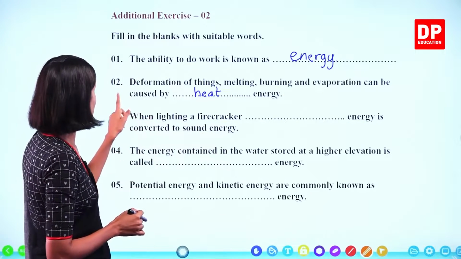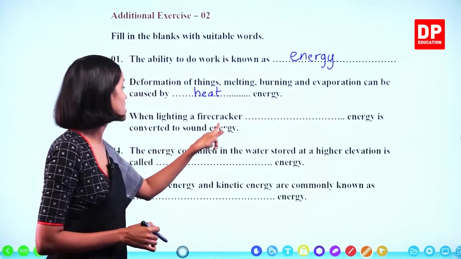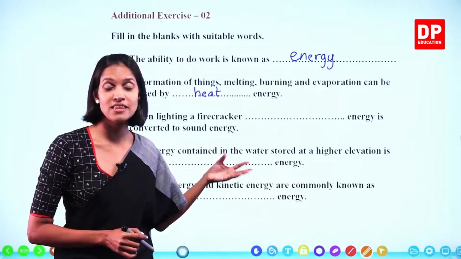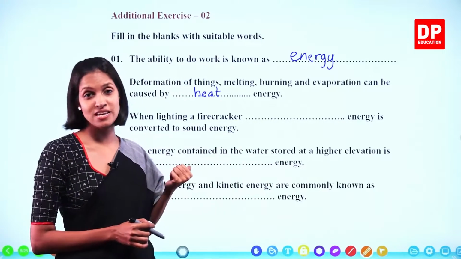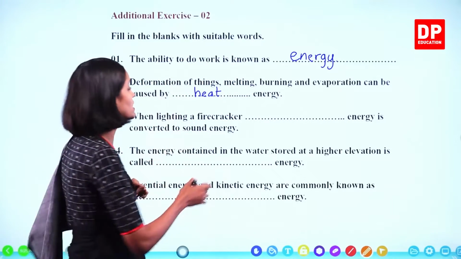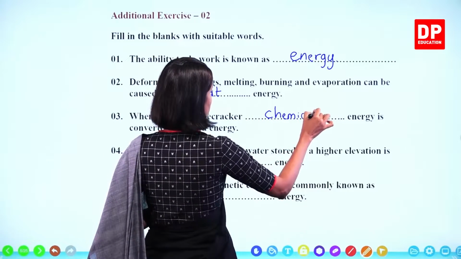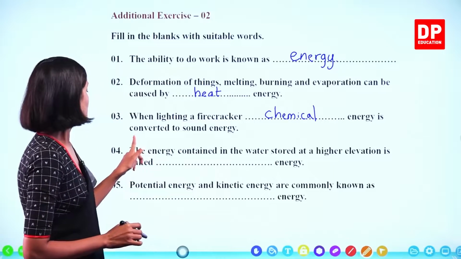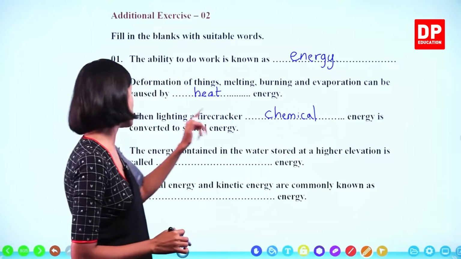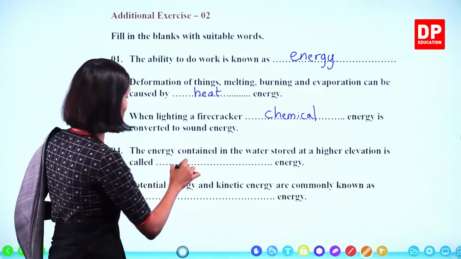When lighting a firecracker, what energy is converted to sound energy? Firecrackers contain different chemical substances. Therefore, chemical energy is contained. That chemical energy is converted to sound energy. Therefore, chemical energy. Number 4. The energy contained in the water stored at a higher elevation is called, what is the type, children? Potential energy.